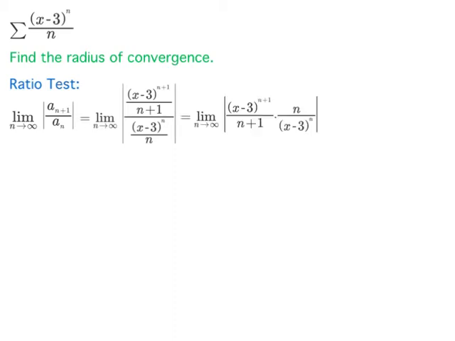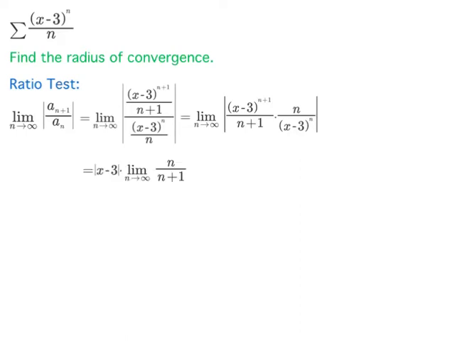So the limit as n approaches infinity, absolute value of (x minus 3) to the n plus 1 divided by n plus 1. That's my a sub n plus 1. And instead of dividing by a sub n, I'm going to multiply by the reciprocal of a sub n, which is n over (x minus 3) to the n. Remember that those absolute values are needed on your x terms, but the limit is not. And the absolute values are not needed on your n terms, but the limit is. So make that separation, try to simplify this, pause, and come back to me.